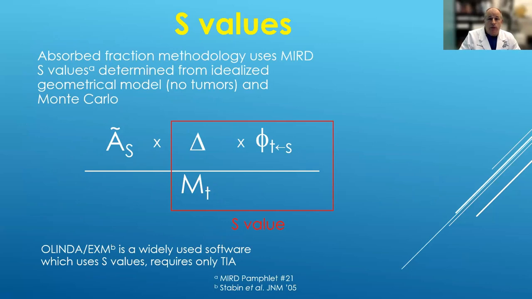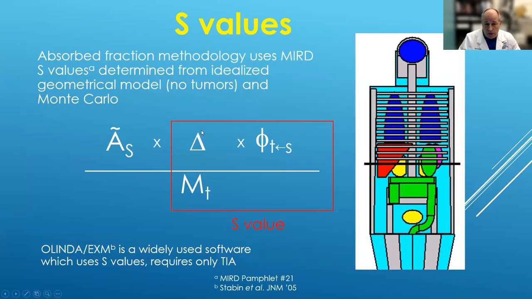And what the MIRD committee did was they said, well, you know what? The energy per disintegration is a constant. The fraction of absorbed dose from one to the other should be more or less constant for a human being. And the mass of the target has reference human standards. So we can just lump all of those into S values. And so they ran Monte Carlo on very crude phantoms and for all the isotopes that they could think of and all the different organs.